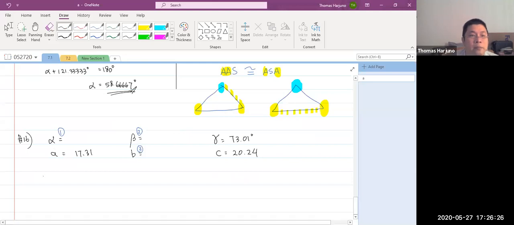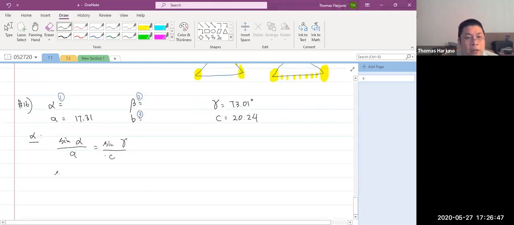Let's start. We'll first find angle alpha. Sine alpha over A equals sine gamma over side C. Sine alpha over 17.31 equals sine 73.01 degrees over 20.4.